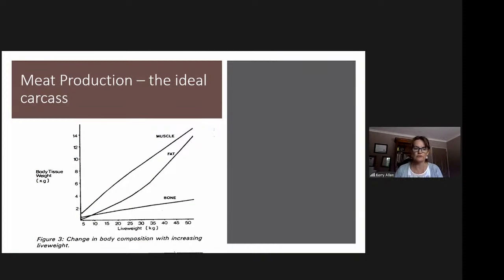Okay, so when we're doing meat production, and a lot of the livestock that you're looking at is for meat production, I'm just going to cover this very briefly. That graph is showing you the change in body composition with increasing live weight. So you can see what happens to muscle, fat, and bone. Bone, as you can see, increases gradually, but the others are quite rapid. So you are wanting to increase that muscle if you're doing beef production, with some fat.